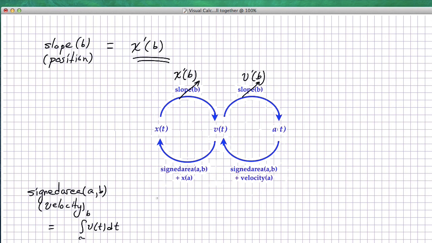And we can rewrite this as well. We're just going to write position at t equals a plus the signed area from a to b underneath the velocity curve. This one, similarly, the velocity at a plus the signed area from a to b of the acceleration curve. That's it.